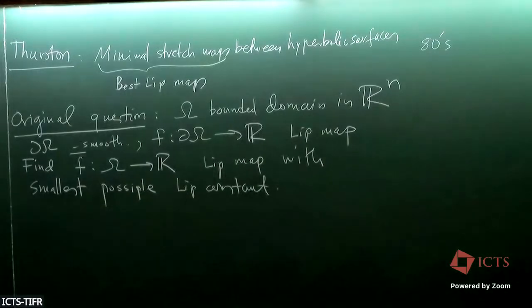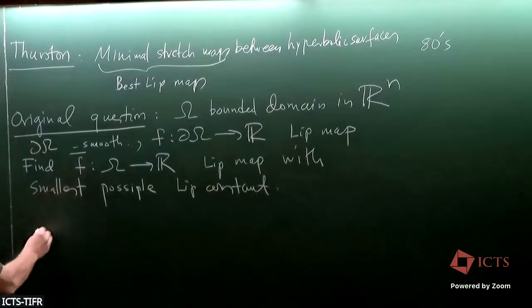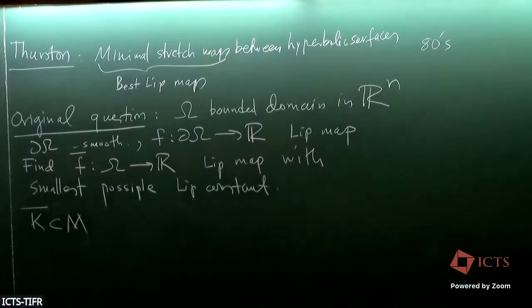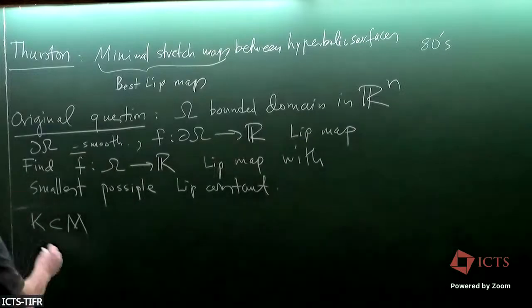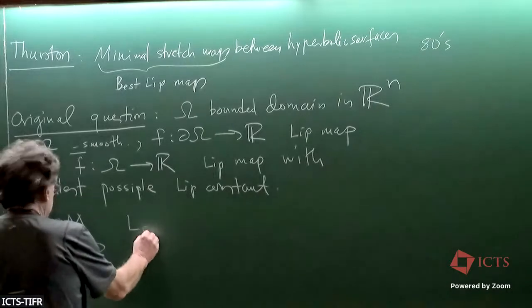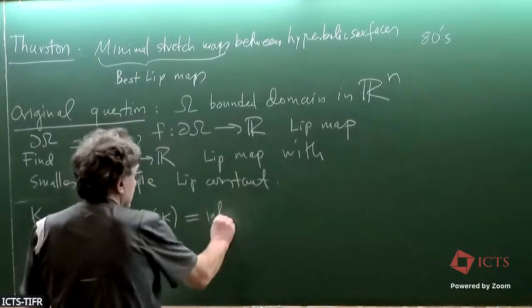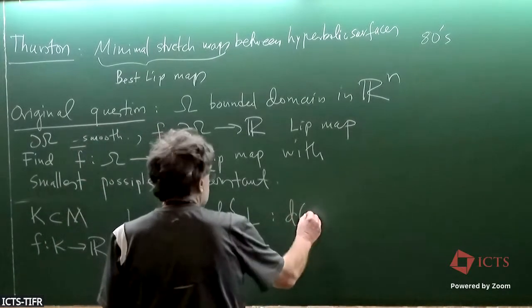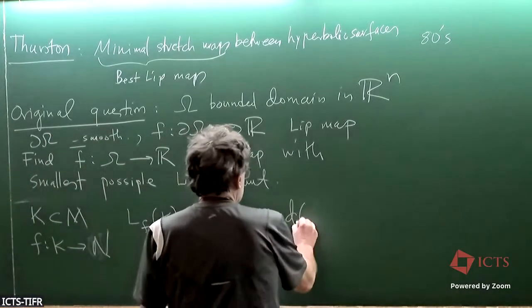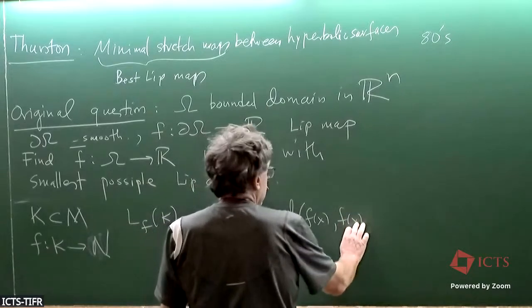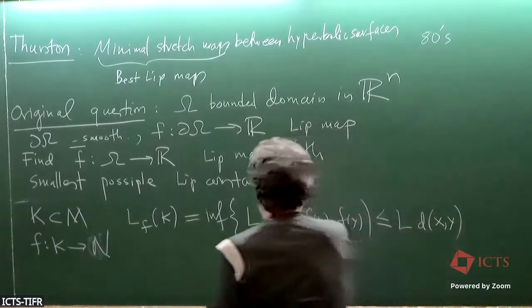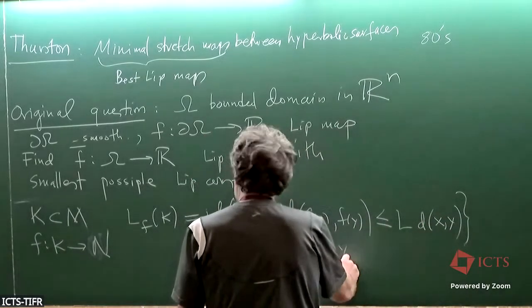I would like to remind the audience that if you have some space M, this is very general, it could be a metric space or a manifold or whatever, and K, some subset, then the Lipschitz constant of a map f from K to another metric space N is the inf of all L such that the distance in N of f(x) and f(y) is less than or equal to L times the distance of x and y, for all x, y in K.